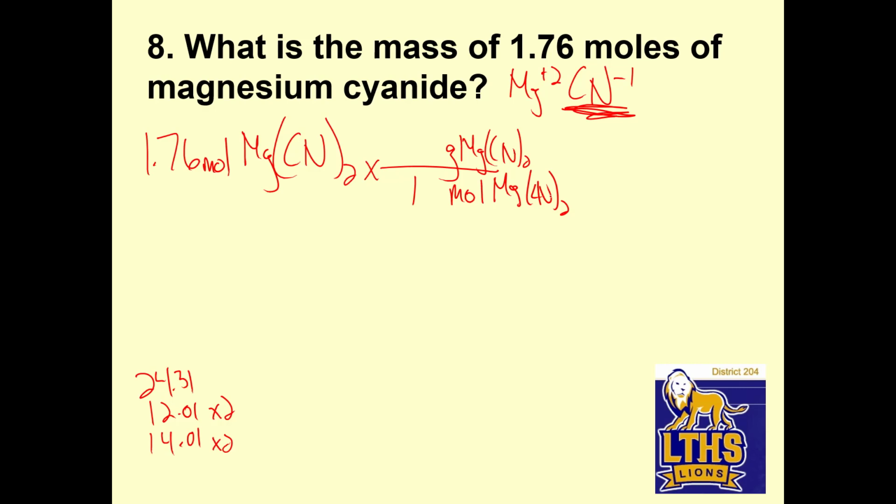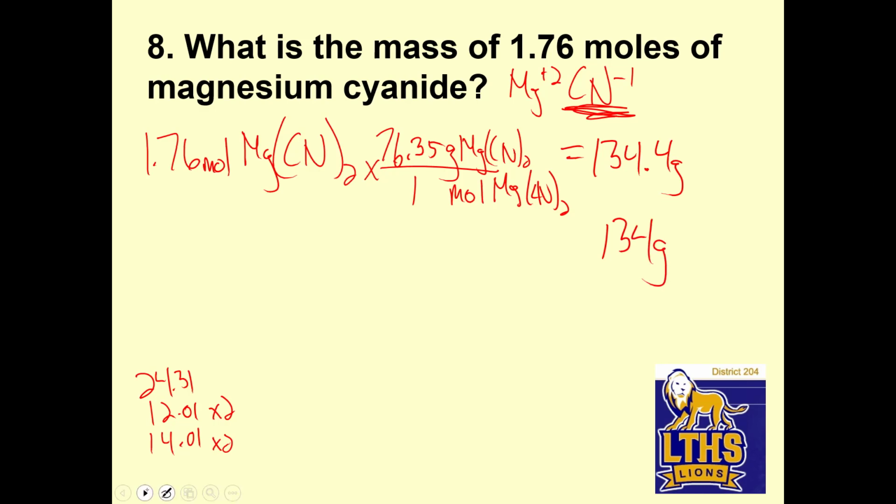So when I add all that up, 24.31 plus the quantity 12.01 plus 14.01, times 2. Sorry, it shouldn't be so hard. It's quite easy. I get 76.35. So 76.35 is the mass of 1 mole. If you set it up like this, then all you're going to do is multiply that number times 1.76. So that's 134.4 grams, or to 3 sig figs, 134 grams.